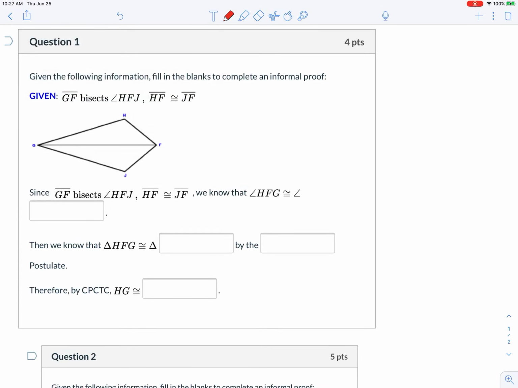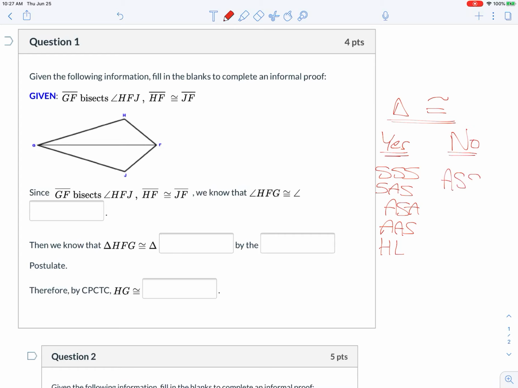Before I start out with a triangle congruence proof, I always make a little list of what I've got to work with. Of the yes options for triangle congruence, there are 5 of them: S, S, S; S, A, S; A, S, A; A, A, S; and HL, hypotenuse legs. Do not be seduced by the dark side, ASS.